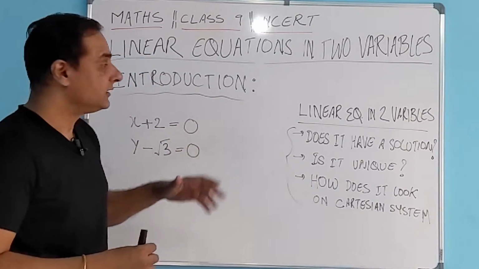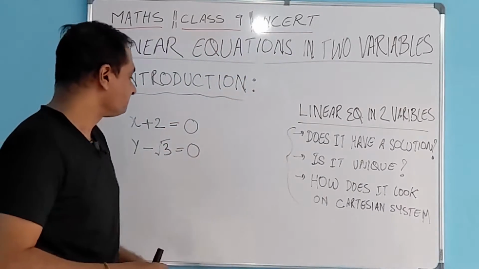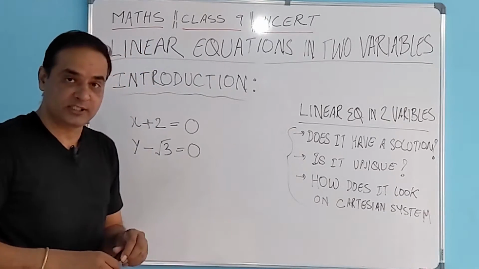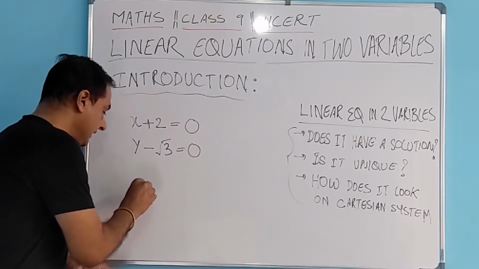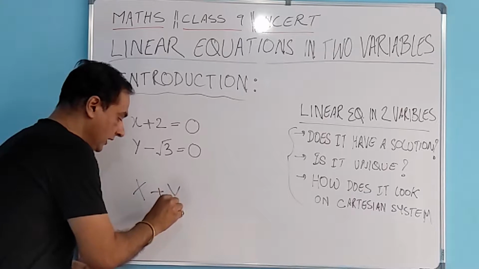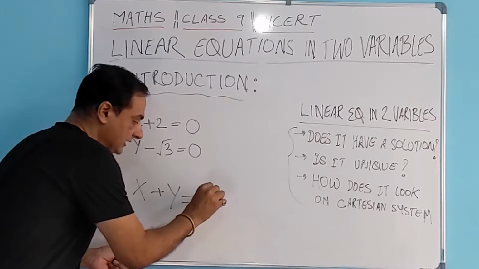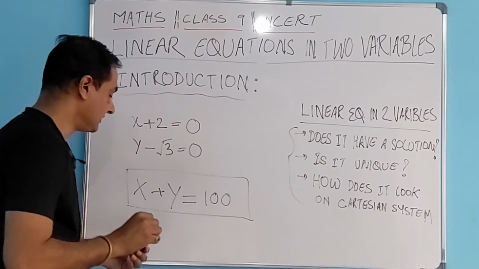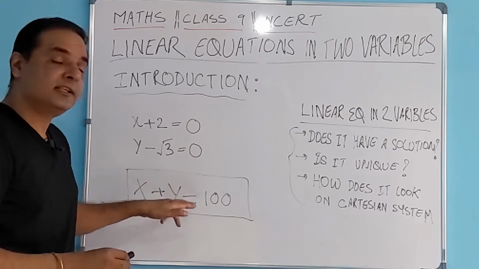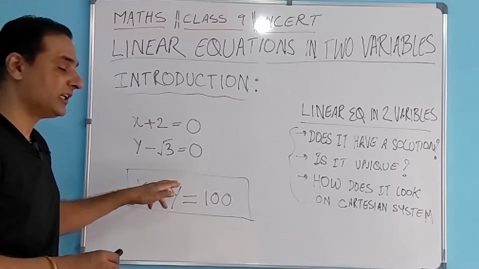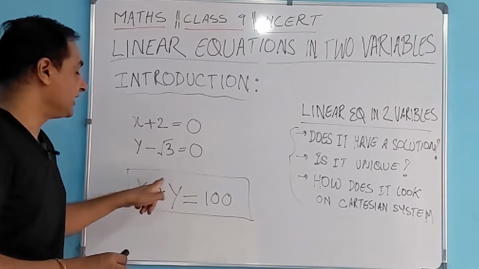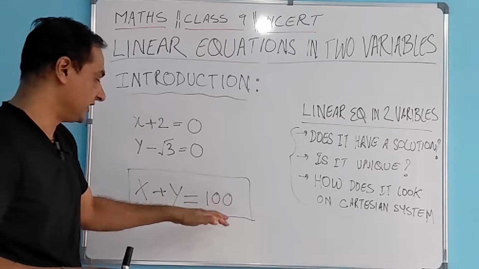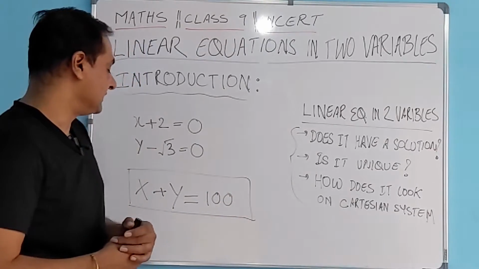Now in this chapter, linear equations in two variables, we are going to see the equations which will have two variables in them. For example, it could be x plus y equal to 100. So if you look at this equation, it is linear because the maximum power is 1, and then there are two variables in it. So this is an example of a linear equation in two variables. We will go through that and learn more about it.